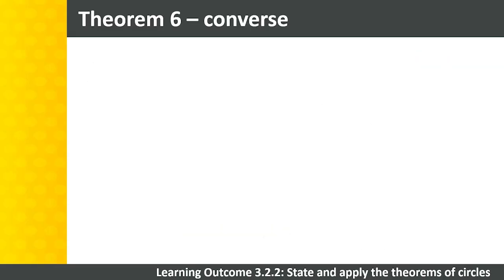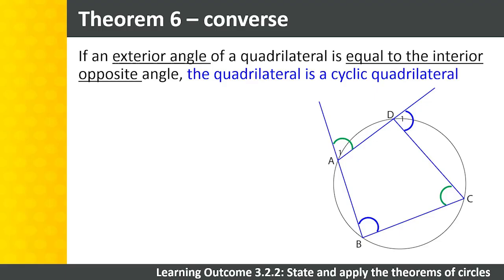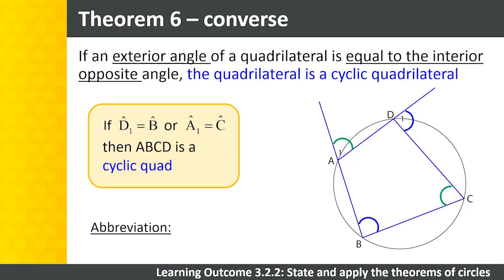The converse of this theorem is, if an exterior angle of a quadrilateral is equal to the interior opposite angle, the quadrilateral is a cyclic quadrilateral. If we are given that D1 equals B or that A1 equals C, we can conclude that ABCD is a cyclic quadrilateral. The reason is abbreviated as exterior angle equals interior opposite angle.